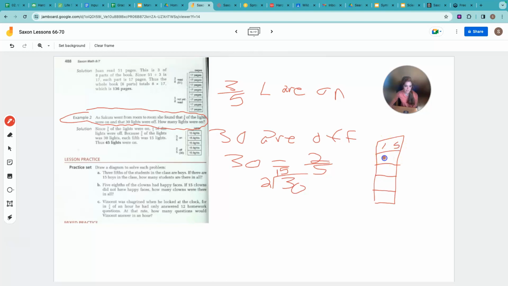What's the problem asking us? It says how many lights were on. So, remember, we're going to refer back to the fraction here. 3/5 of the lights are on, so we know that 3 of these pieces represent the lights that are on. 15 times 3 is 45. So 45 lights. And that's the answer to our problem.